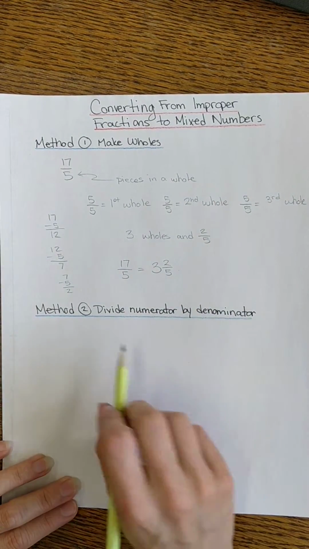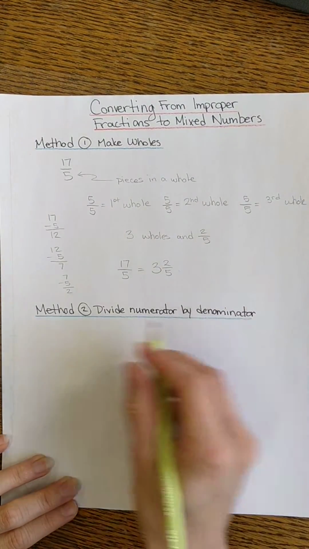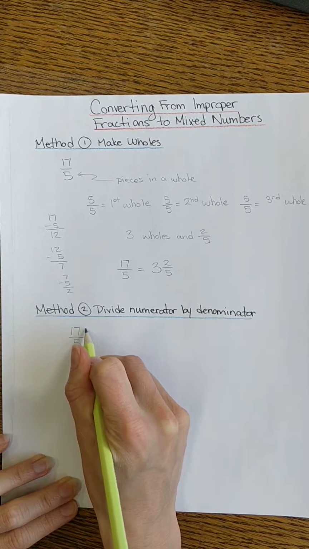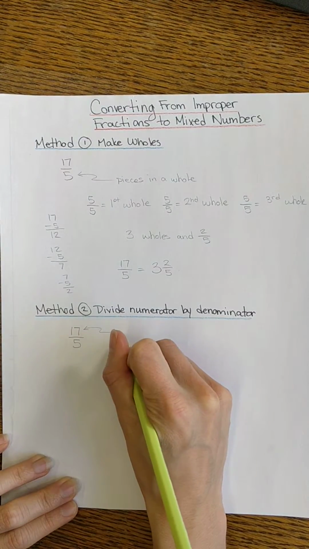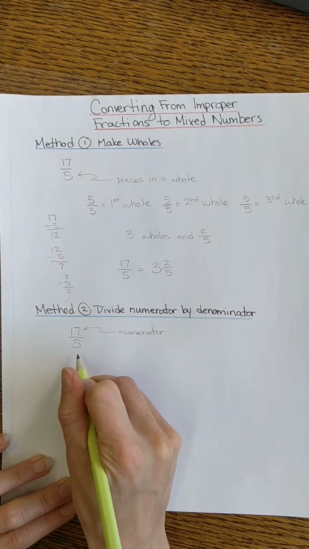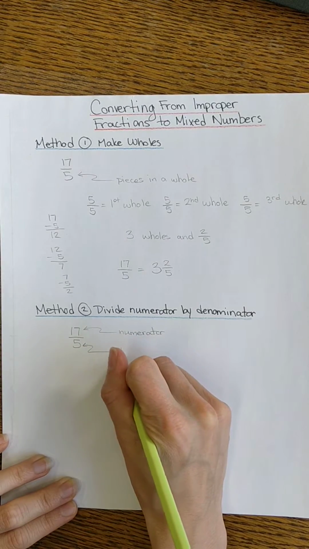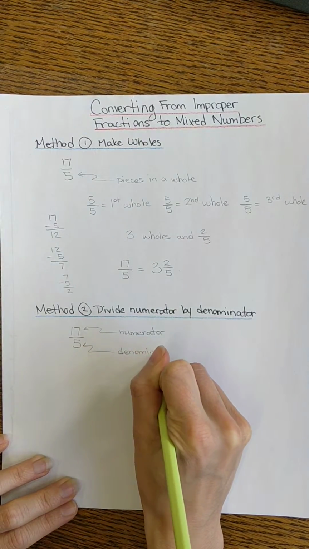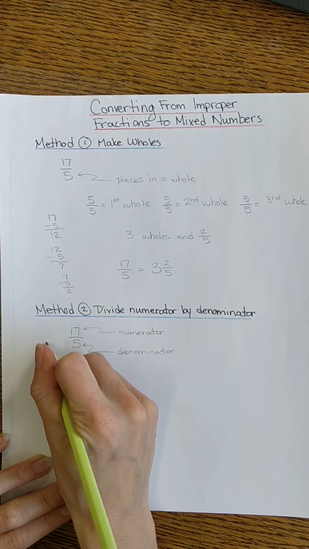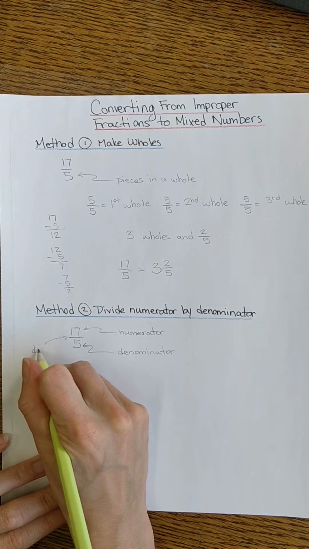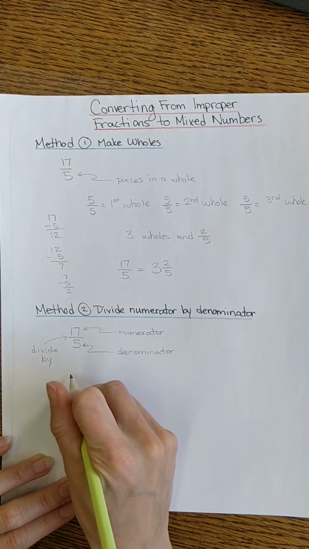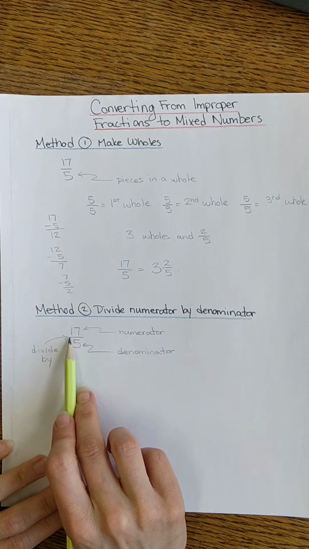Our second method is to divide the numerator by the denominator. So when we look at our fraction, we'll use the same one, 17 fifths. There are 3 parts here. So we've got our numerator, that's our counting number, our denominator, that tells us how many pieces are in a whole, and then we've got this line here, which means divide by.